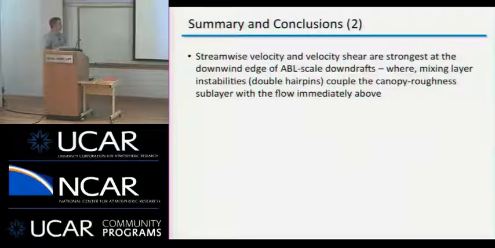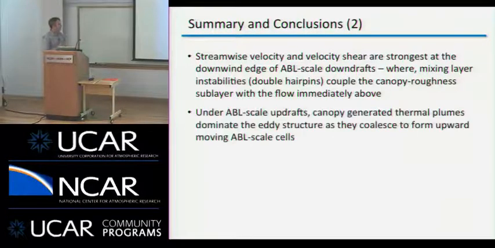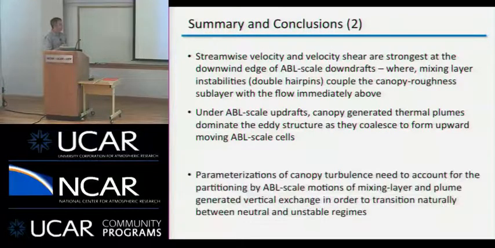That's where you would see shear largely, and we see evidence of double hairpin-like structures that would be responsible for the exchange. But in these regions of updrafts and convergence and divergence where there is no shear, it's going to be more large scale, canopy scale plume-like structures that are transporting material to and from the canopy layers. For parameterization purposes, we need to account for that partitioning. And I think I'm going to stop there. I had a couple more slides to talk about future stuff I'd like to do, but I'll leave it at that. Thanks.